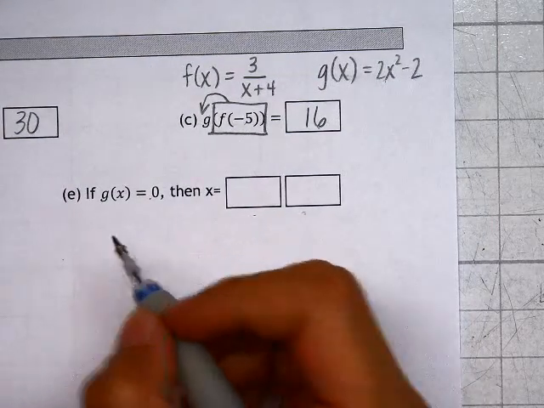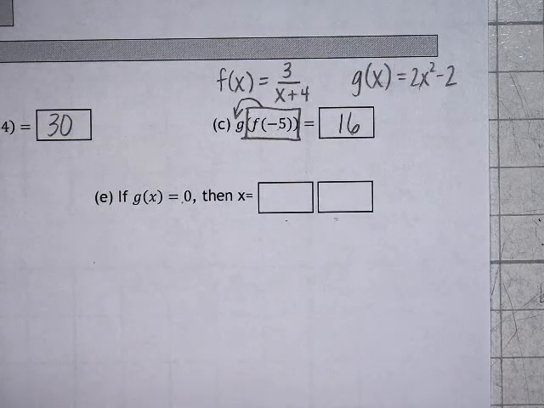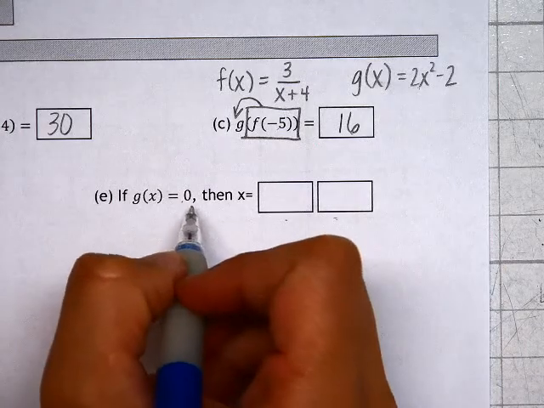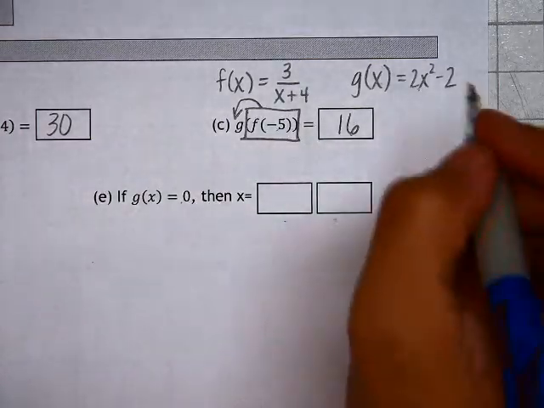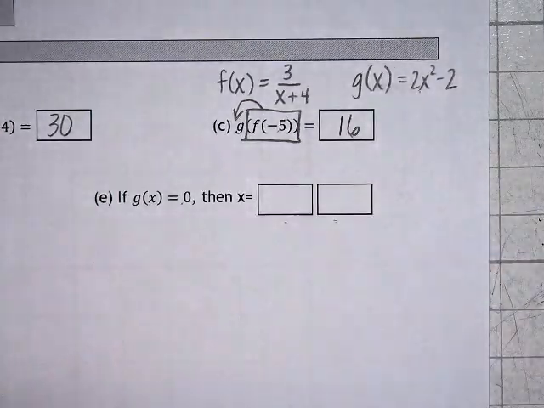In the final question on concept 2, letter E, they're again kind of asking us to work backwards here. They're telling us that g of x, which means we don't know what x is, gives us an answer of 0. So we're going to have to look at the g function and figure out what to plug in to give us 0 as an answer.